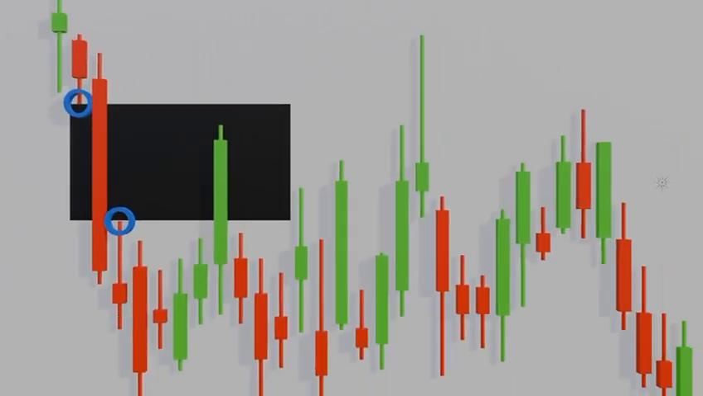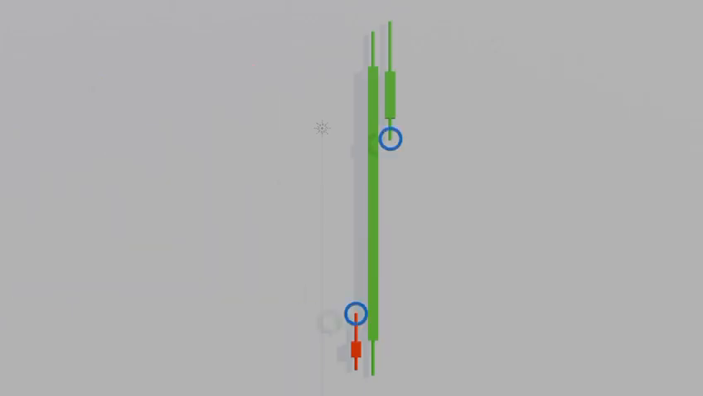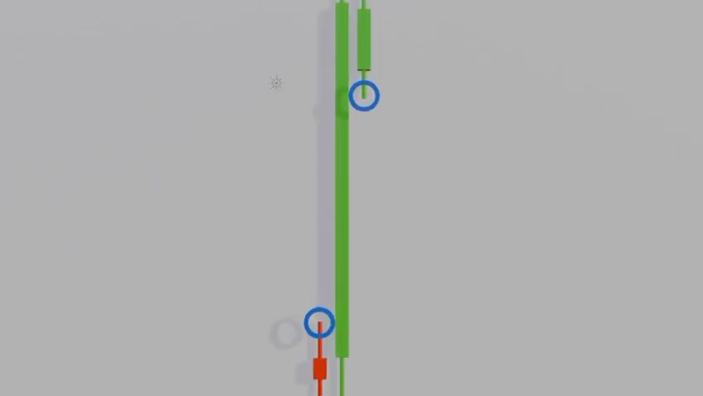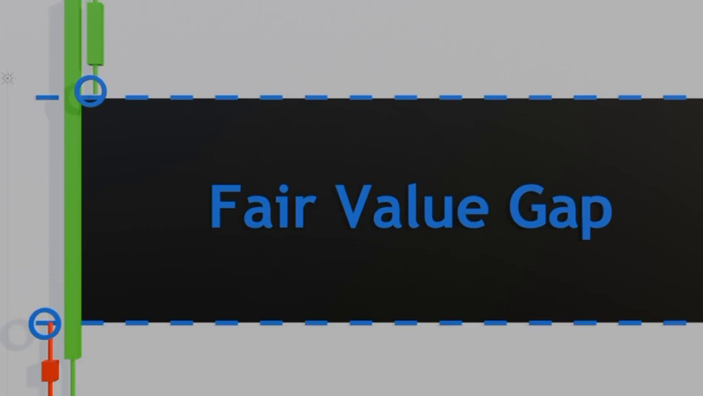To identify a fair value gap in the market, you have to do the following. Number 1, look out for a huge candle in the market, as you are more likely to see a fair value gap around it. Number 2, if the next candle does not overlap with the wick of the previous candle, that space between the wicks of the first and third candle is the fair value gap.